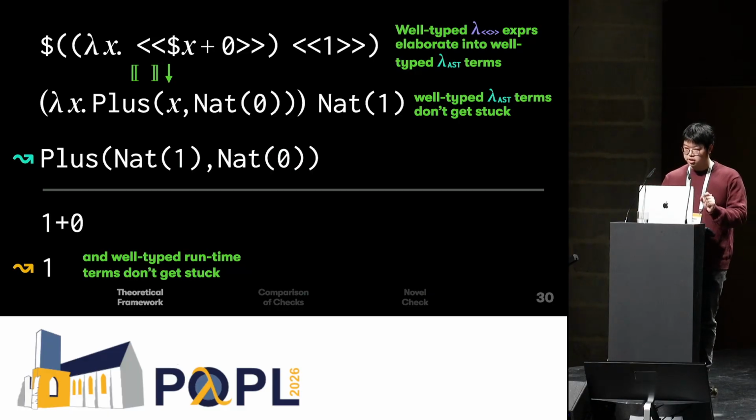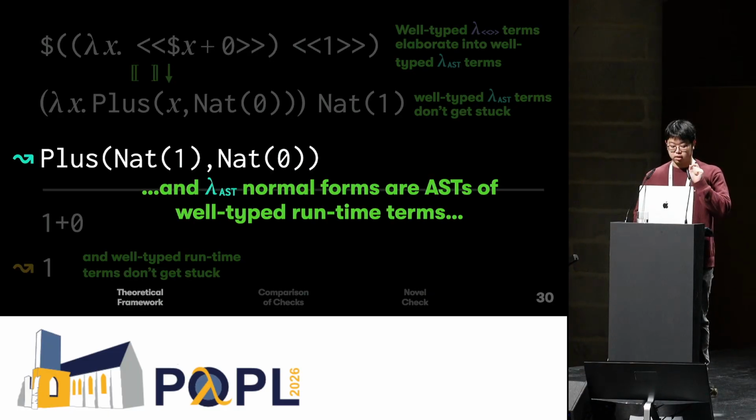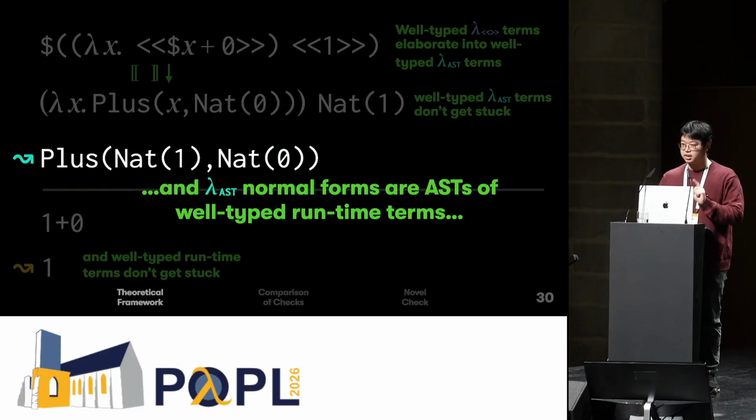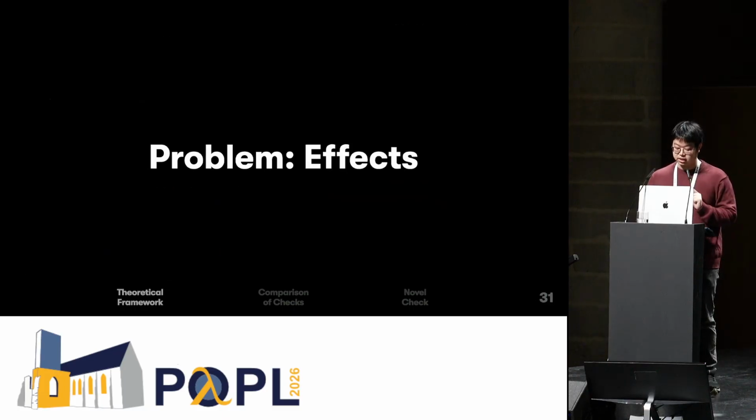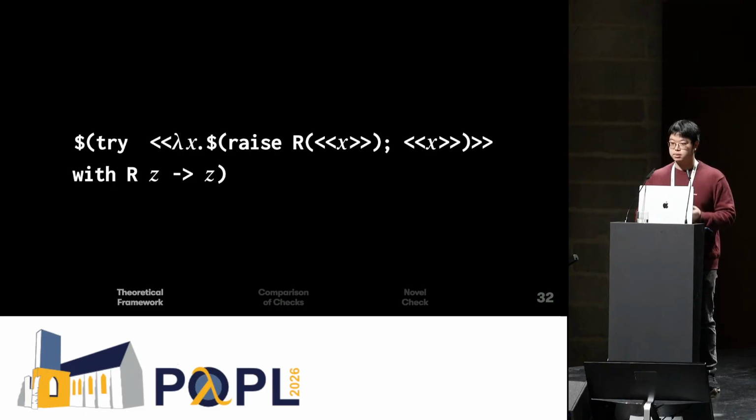We need an additional lemma, and that lemma is that the lambda AST normal forms are ASTs of well-typed runtime terms, because we need to know that we've got a well-typed runtime term. And that's not what I said earlier. I said that lambda AST forms are ASTs of runtime terms. And there's a reason why I said that, and the reason is effects. And rather than giving you our formal account of effects straight away, I'm just going to add exceptions, and we're going to see how even exceptions cause a problem.